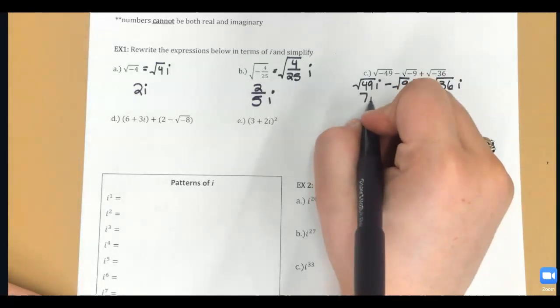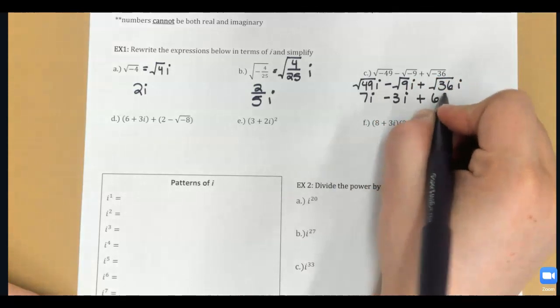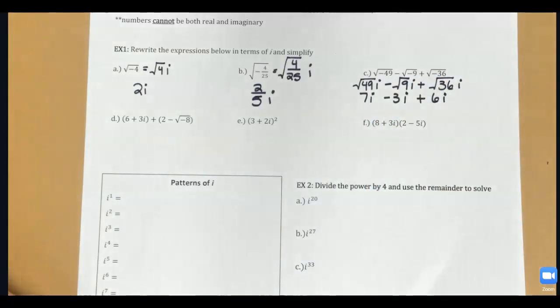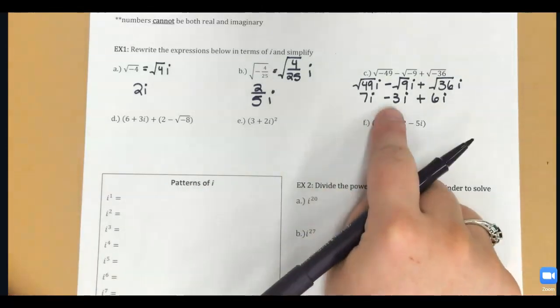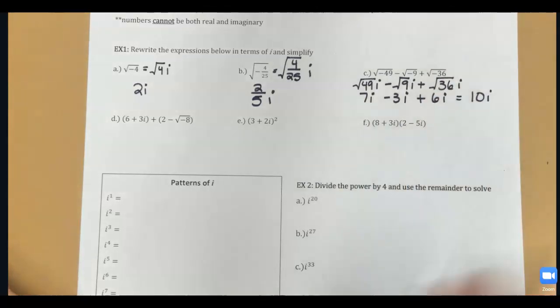So I'm going to have 7i minus 3i plus 6i. And these are like terms, so I can add and subtract their coefficients. 7 minus 3 plus 6 gives me 10i, just like if I had 7x minus 3x plus 6x. So that's why rewriting it in terms of i is important, because then we can simplify.